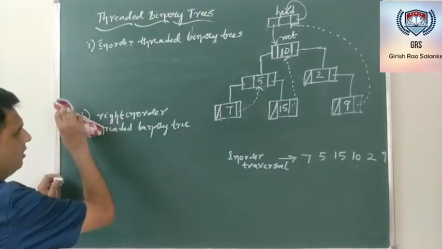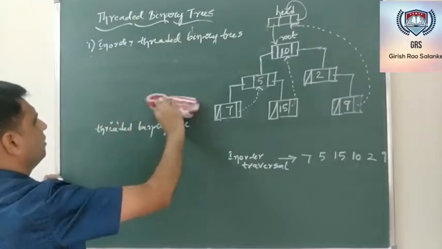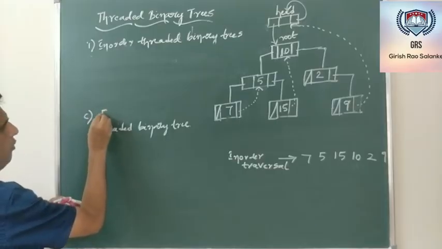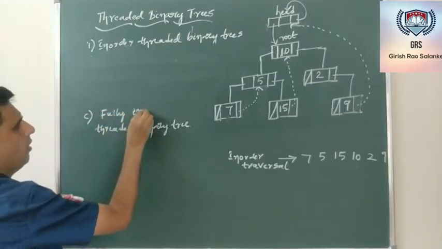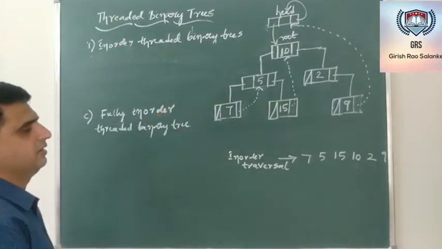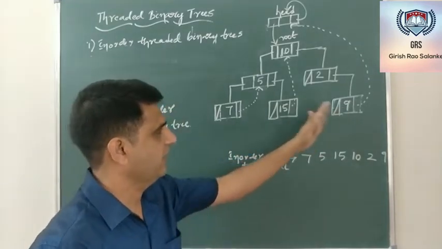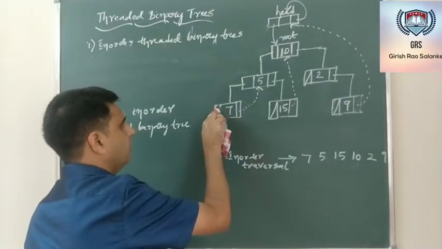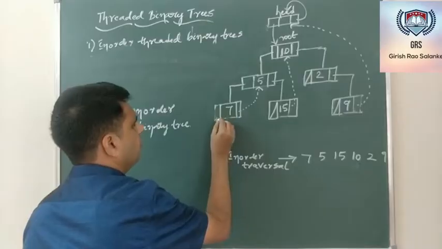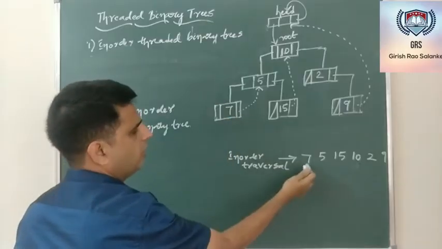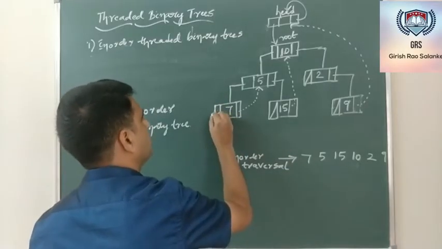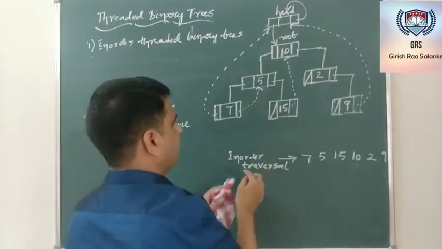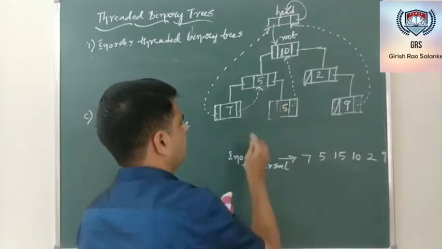Now, as I told, there is one more category. The third category was fully in-order threaded binary trees. Same thing. This was left. This was right threaded binary tree. Now make even the left. In-order successor for node 7. There was no in-order predecessor, so this should also point to the head node. Now what about 15 left?